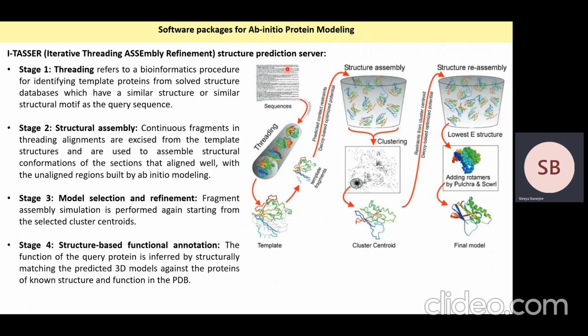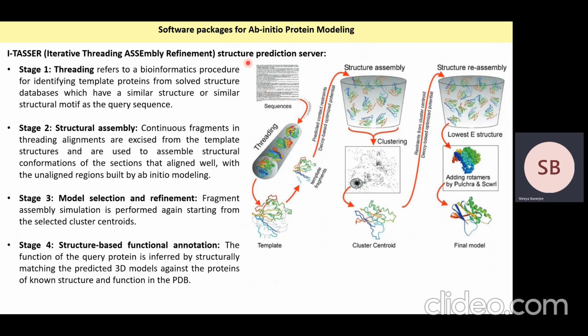Suppose we have a sequence predicted for our protein. There is a wealth of information that correlates different structures to different sequences. So threading indicates, for our sequence, what structure it will adopt based on the previously known knowledge of structure and sequence. Then comes structural assembly. Here, continuous fragments in threading alignments are excised from the template structures and are used to assemble structure conformations of the sections that aligned well, with the unaligned regions built by ab initio modeling.